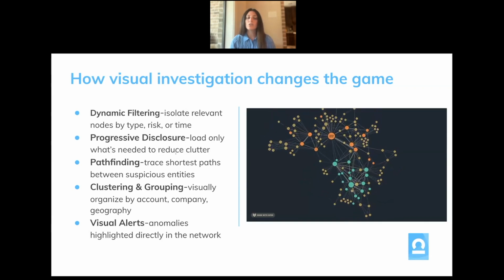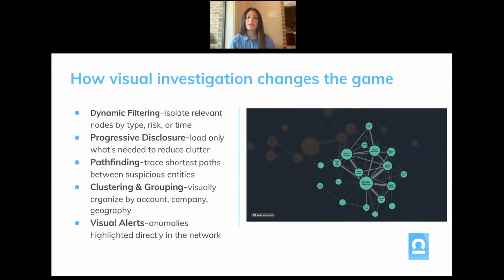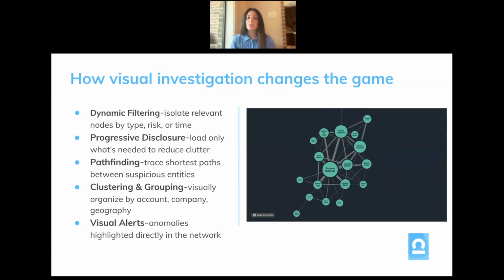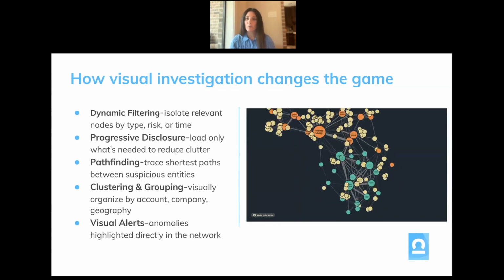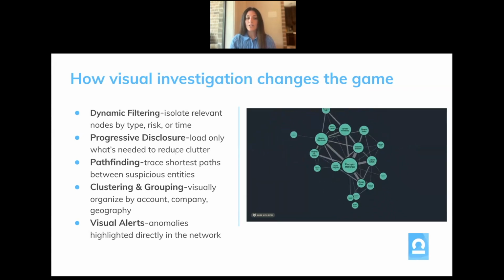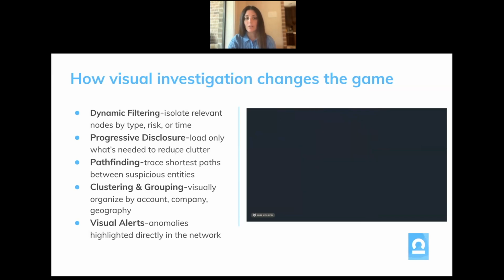And finally, visual alerts embed risk scoring and anomaly flags directly into the visualization. So the eye is drawn to the red flags immediately, not after a report is run. These tools shift investigations from reactive guesswork to proactive discovery at scale.